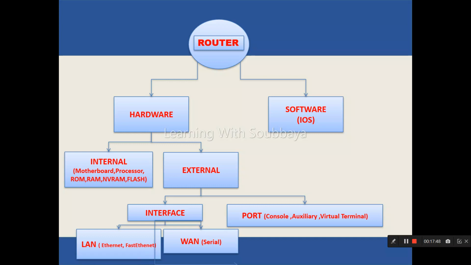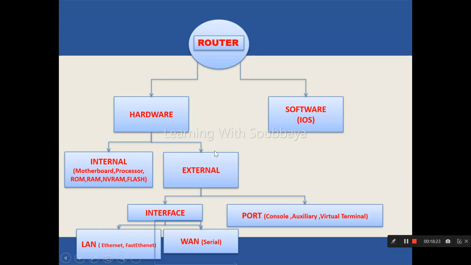In our laptop and PC we have an OS available, right? OS is nothing but operating system. Similarly, in all the networking devices we have an OS available, which is called IOS, Internetworking Operating System. So in all your routers, switches, firewalls, all the networking devices, we have the OS called IOS, Internetworking Operating System.